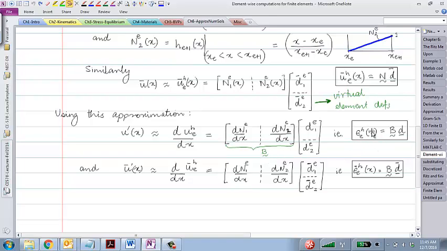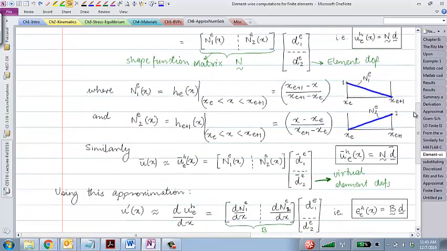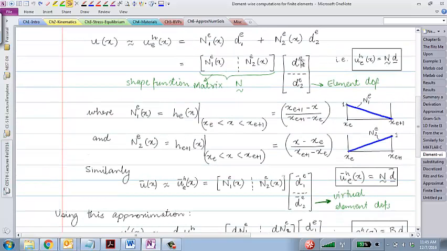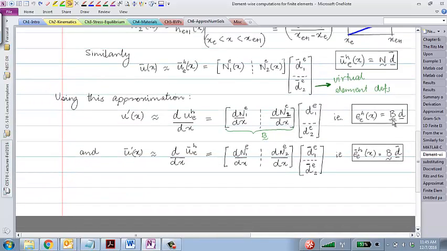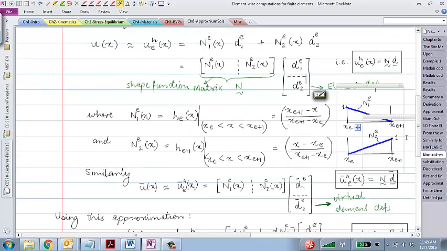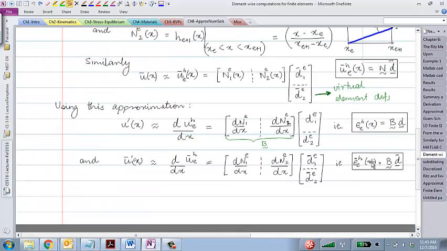And the strain within an element is just simply given by B times D. Displacement is given by N times D. Strain is given as B times D. Derivatives of shape functions times the same D. Similarly, virtual strain is just B times D bar. All right, so all we have done till now is just approximate real and virtual displacements and real and virtual strains.